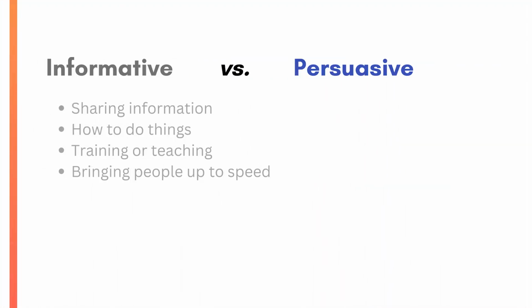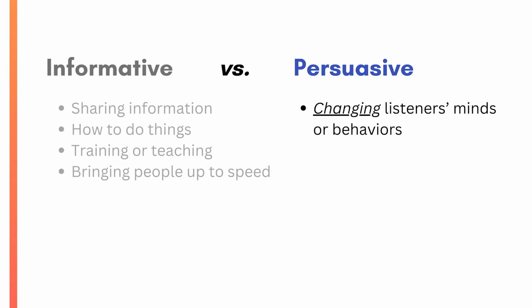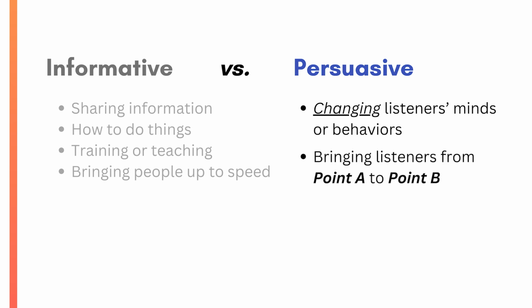What makes a presentation persuasive rather than merely informative is not simply a matter of delivering the material in a convincing, compelling, or emotionally engaging way. What makes a presentation persuasive is when we are trying to change listeners' minds or behaviors by the end of the speech. Before the presentation, your listeners are at point A, and by the end, you're trying to change their minds or behaviors to meet you at point B. And to do that, we have to structure our message differently to bring listeners along on that journey with us.